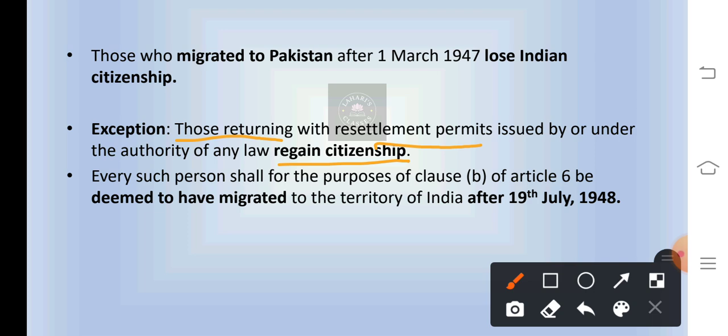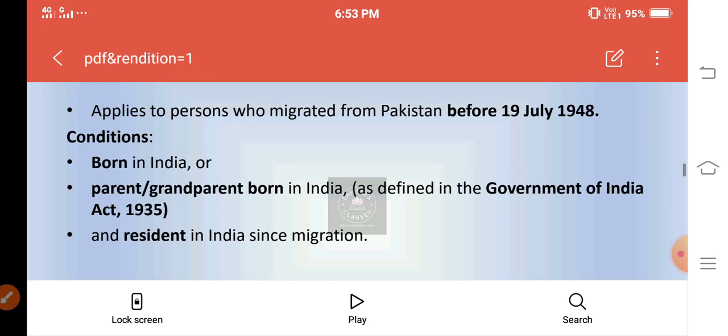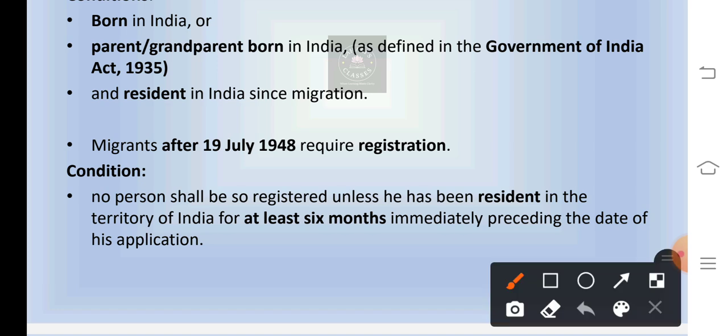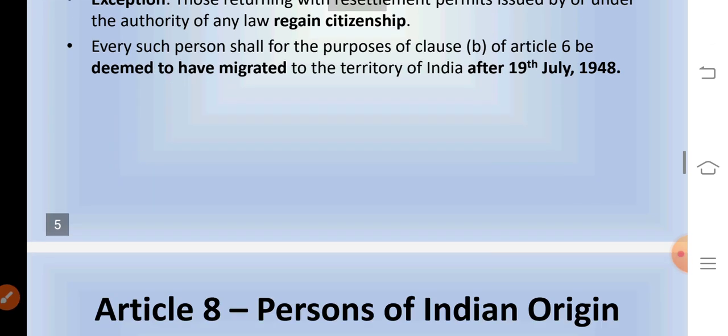And also those persons are deemed to have migrated to the territory of India after 19th July 1948. So whatever the conditions we have mentioned here, that is after 19th July 1948, they should fulfill all of these to get the citizenship of India.